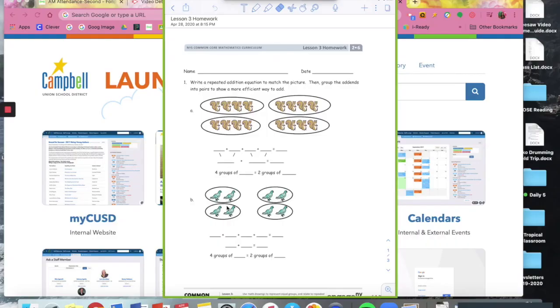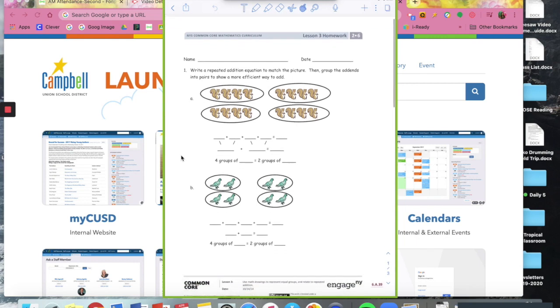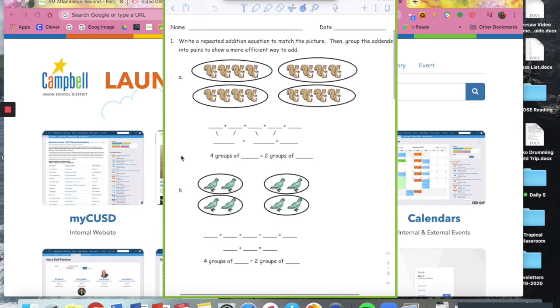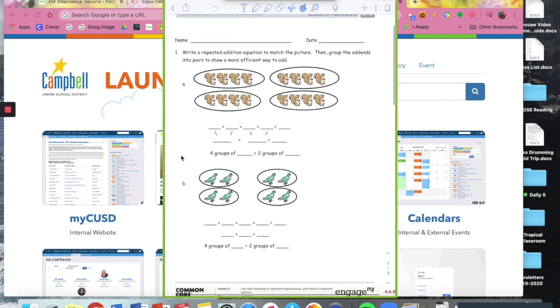So now what we're going to do is, okay, room 15. So these are some examples that I'm going to show you. This is homework. You will have something in Seesaw today that looks exactly like this. Okay, so this is just homework. It's another example of what you're going to be doing today. Okay, so look at question number 1A. It says to write a repeated addition equation to match the picture, then group the addends into pairs to show a more efficient way to add. This word efficient, remember, means quick and easy.